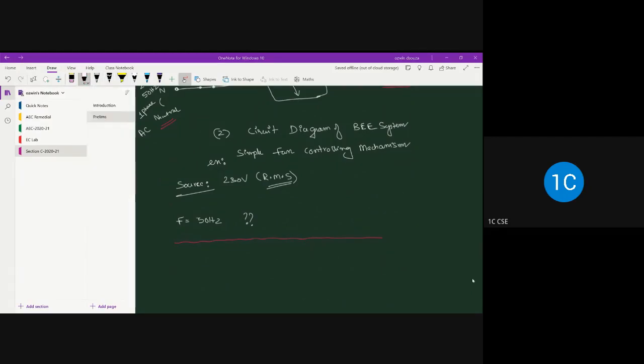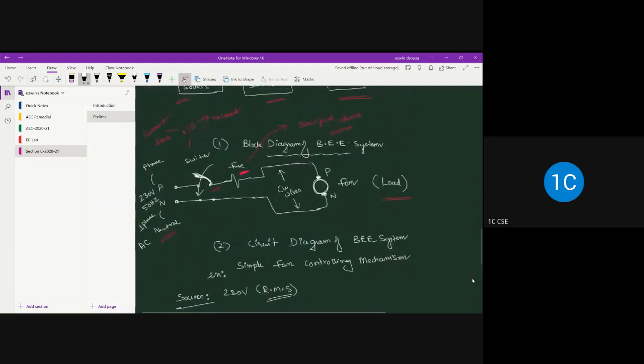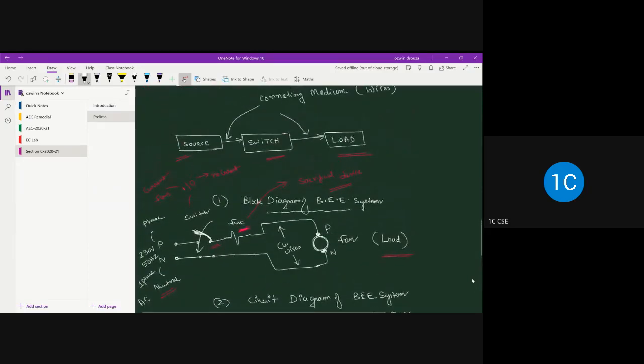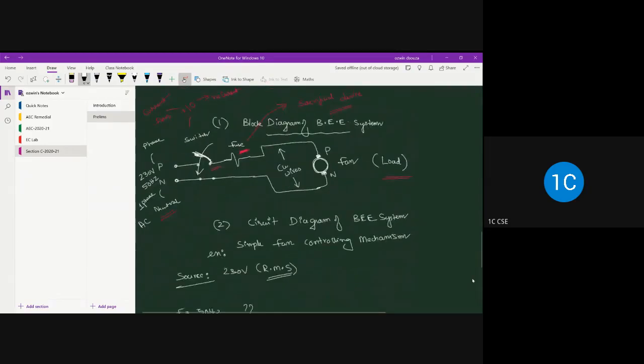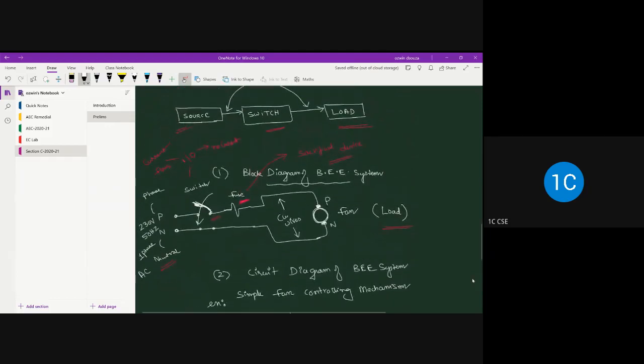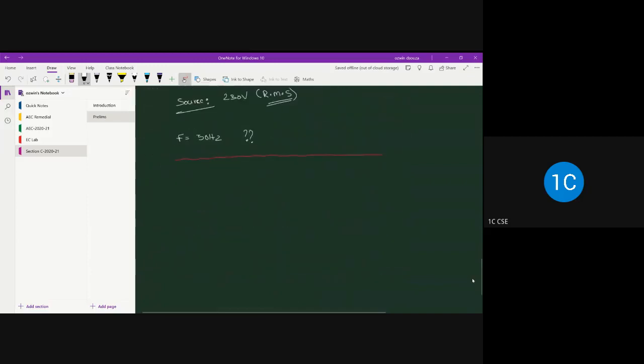Now let us look at the explanation regarding source and the load. Switch I will not discuss any further. It is enough. It's a controlling mechanism which either gives zero logic or logic 1. Now let me talk about source. Have you come across the term called source? If yes, can you name a few sources?